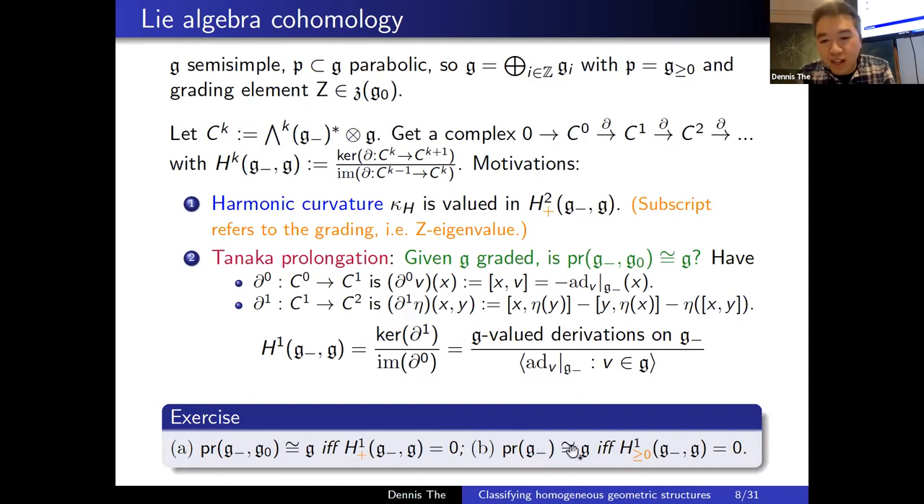And you get a similar statement if you want prolongation of G minus to be equal to G. There you have to look also at the zero level. So one is interested in computing these two cohomology groups, H1 and H2, for appropriate gradings.